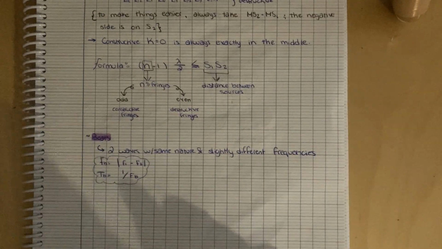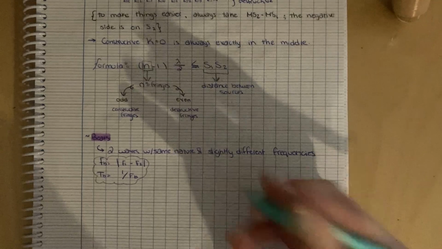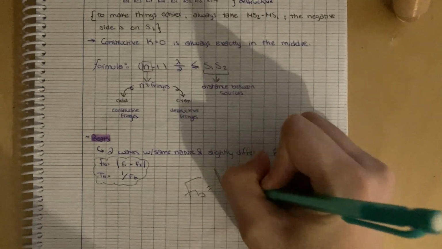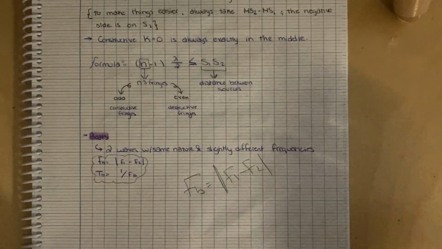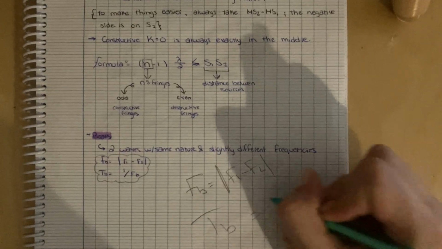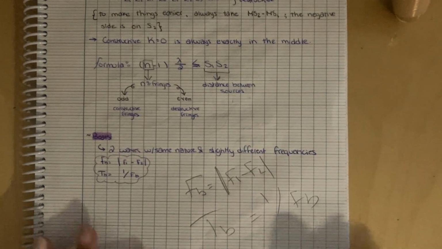What you need to know about beats is that there are two formulas. The first one says that the frequency of the beats is equal to the absolute value of F1 minus F2. So the frequencies of the waves subtracted from each other in absolute value. And as always, period is equal to 1 over frequency. So that is what you need to know about beats.